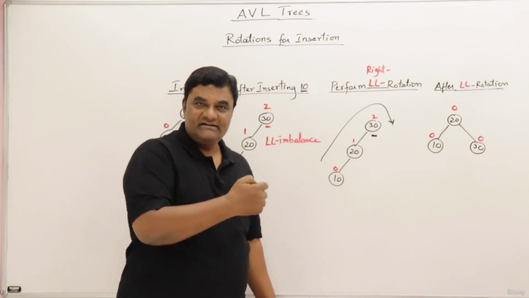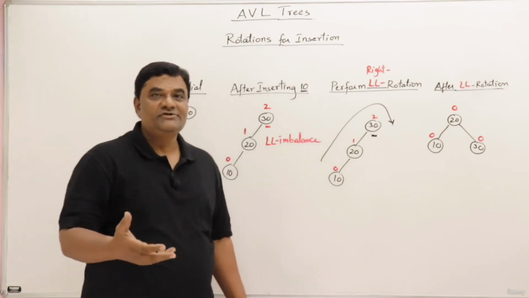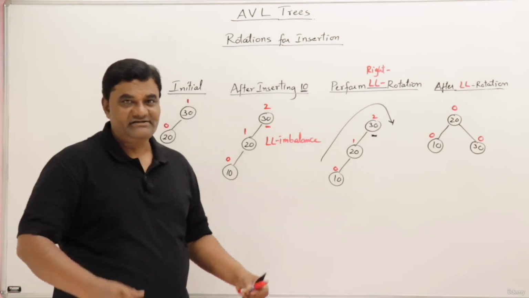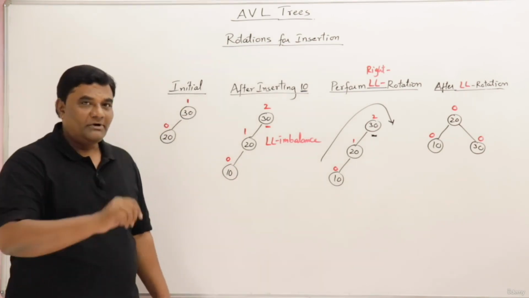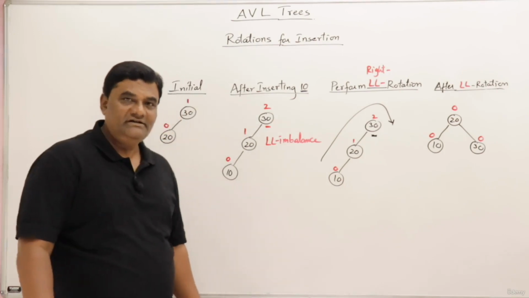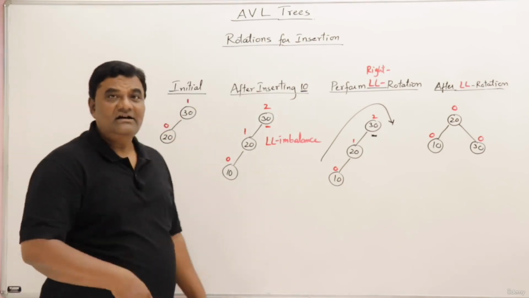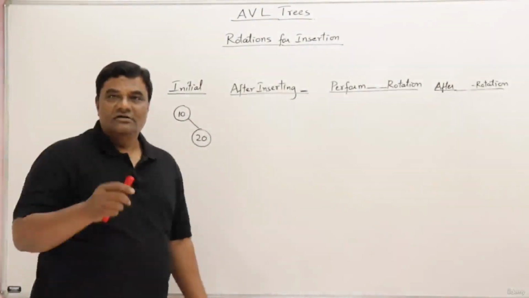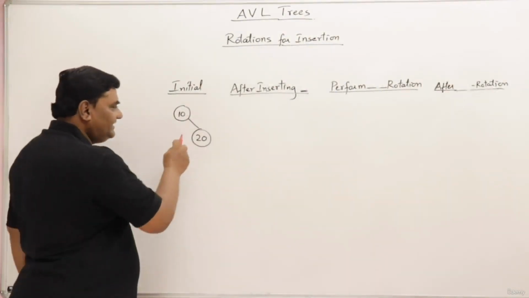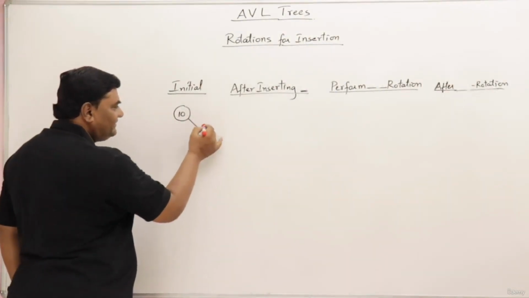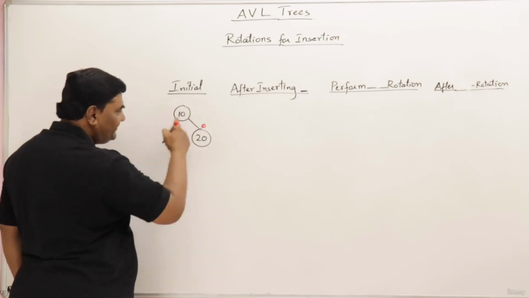So understand this clearly. Then through examples, I will show you how it is done on bigger size trees also. So that's all about the first rotation, right? Now next we will look at RR rotation. For RR rotation, this is the initial tree. Balance factor, leaf node is 0 and this one is 0 minus 1.